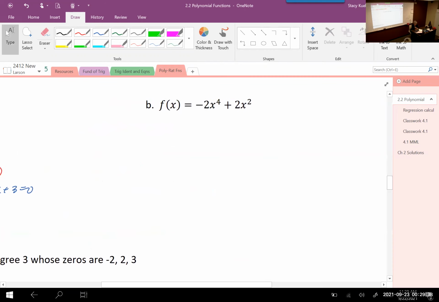Let's look at this one right here: -2x to the 4th plus 2x squared is equal to 0. I'm going to take out a 2x squared. Actually, this is written in descending order, right? So we have a negative leading coefficient here. I typically want my leading coefficient to be positive. It's the easiest way to factor it, right? So I'm going to factor out a -2x squared, leaving me with x squared minus 1 equal to 0.